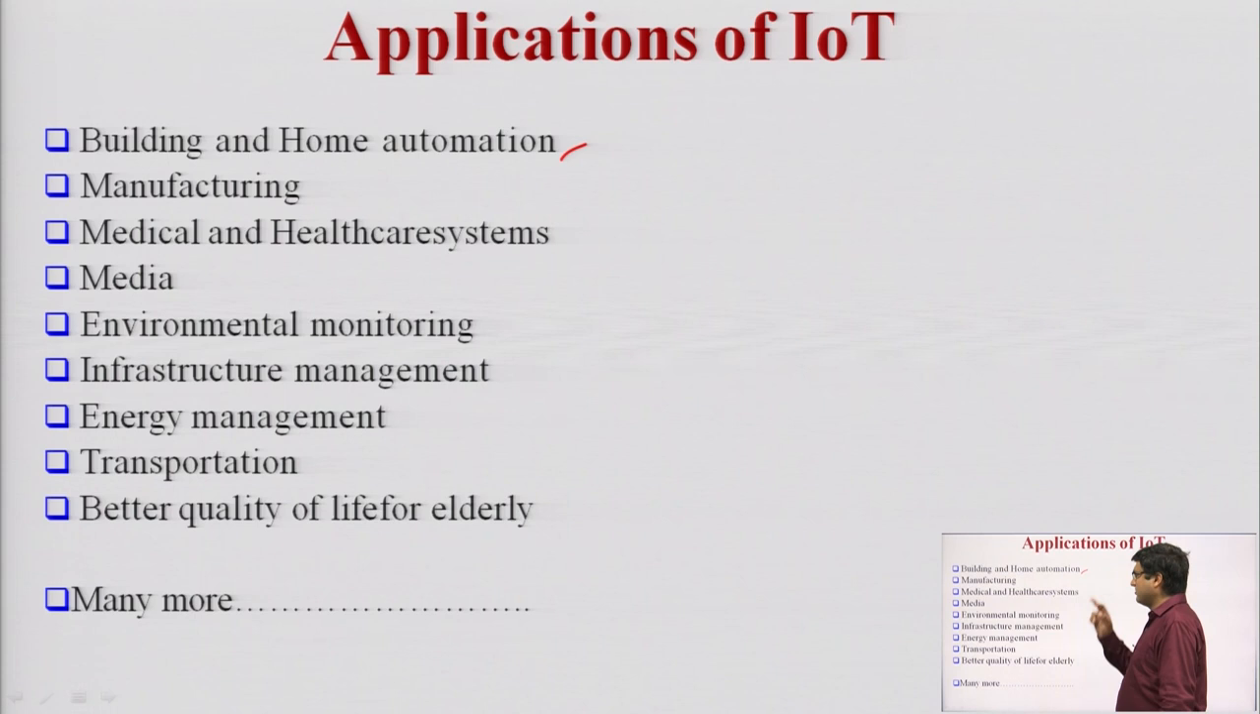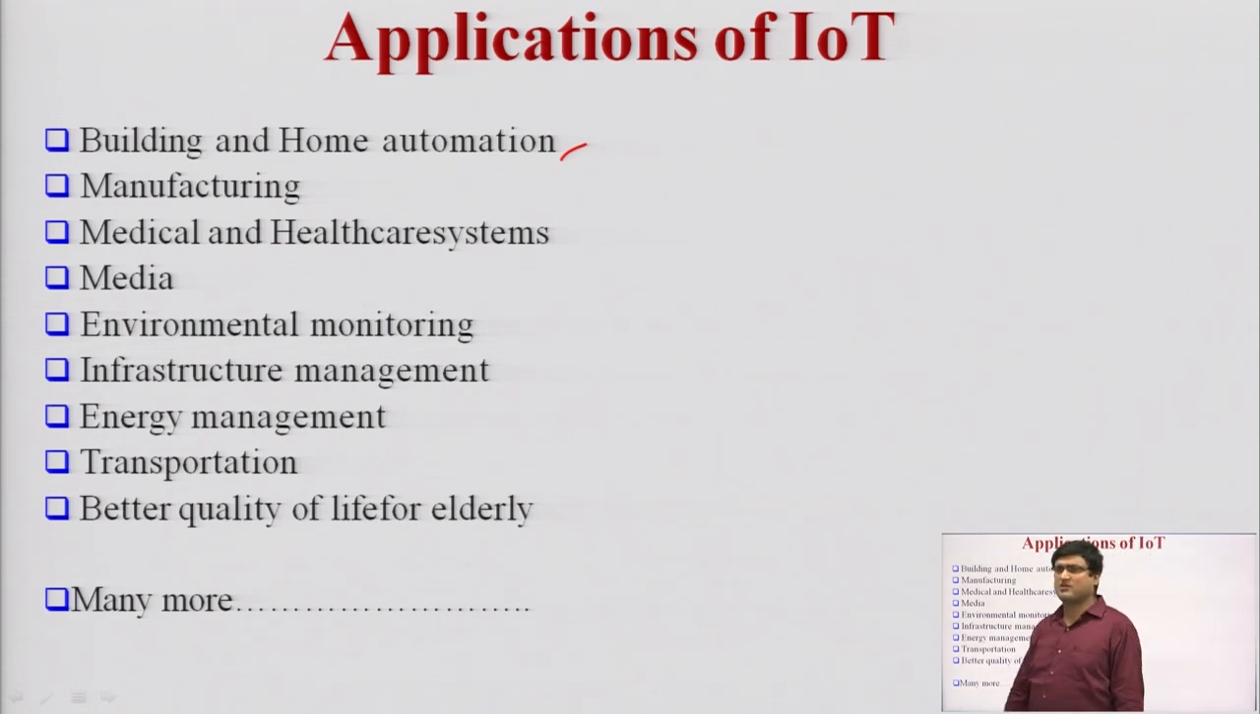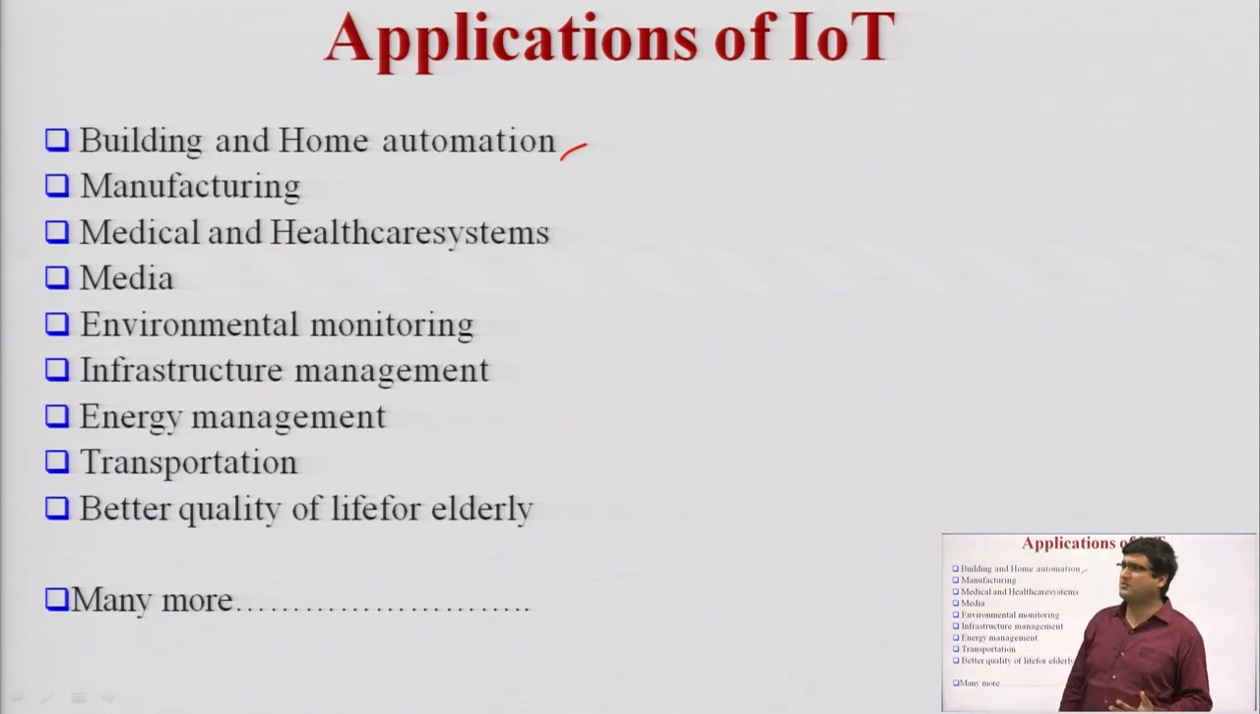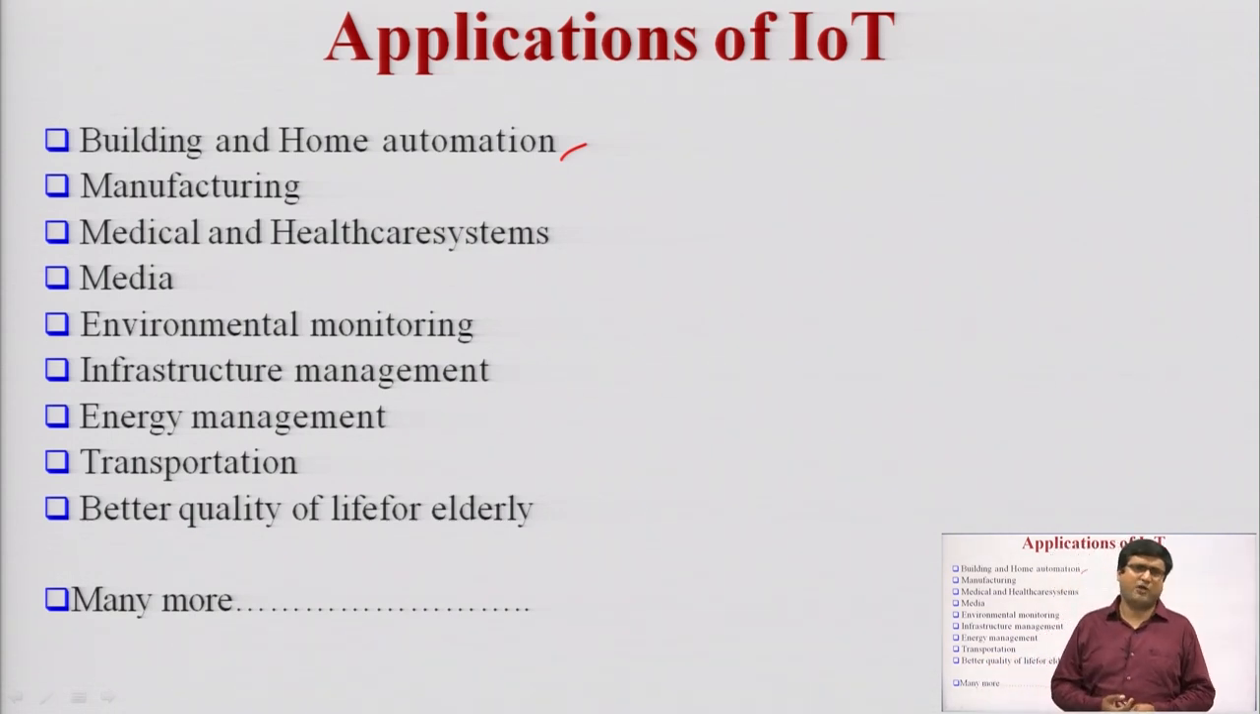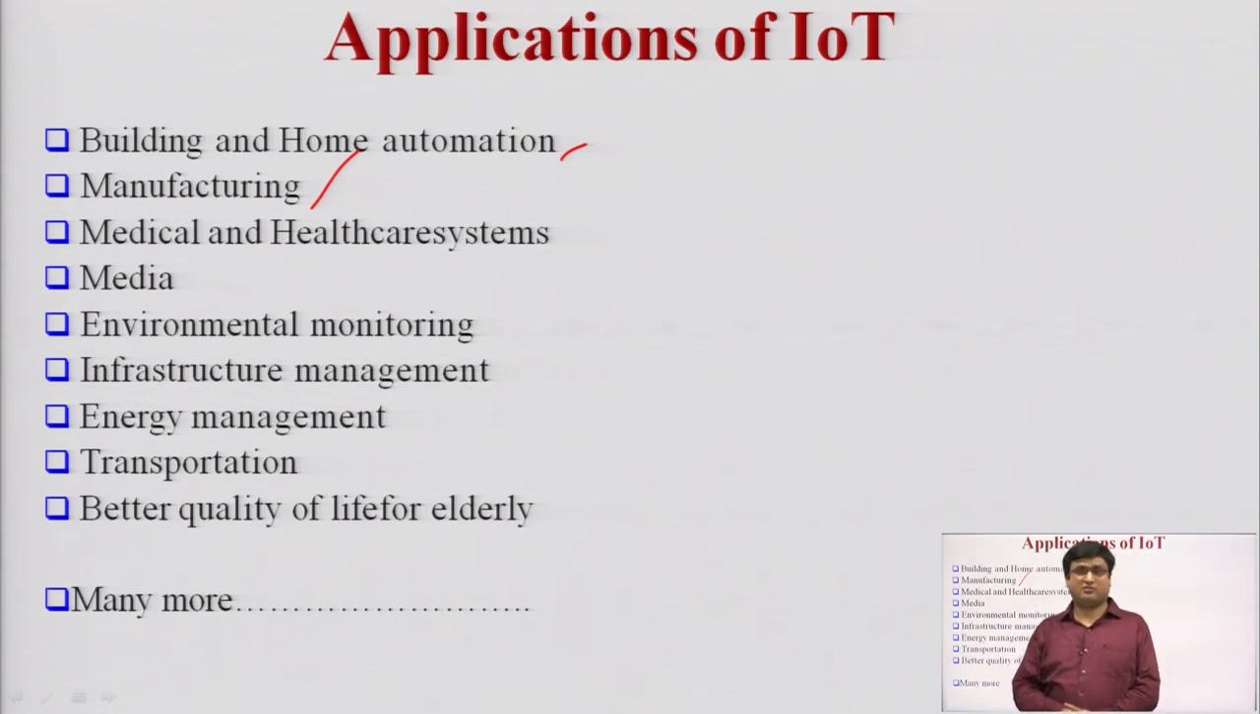Building and home automation: smart buildings, home automation, for example smart lighting, control of the fridge, control of other electrical appliances, control of the microwave oven, all happening at a remote location through the concept of IoT. In a manufacturing plant, you can deploy a large number of robots, all connected through IoT. You can increase the production and manufacturing, all using IoT devices.